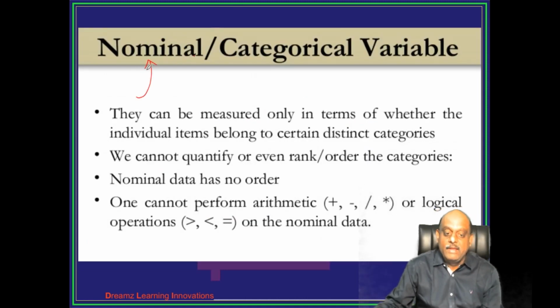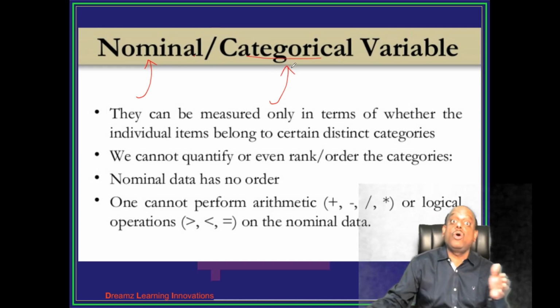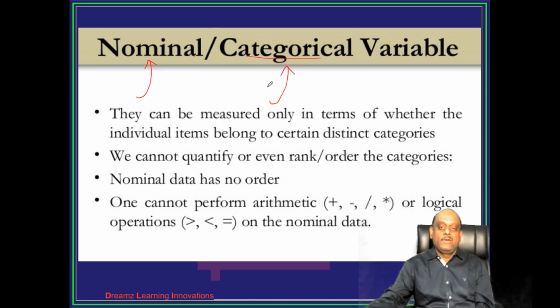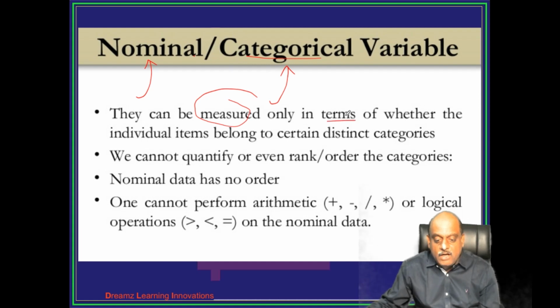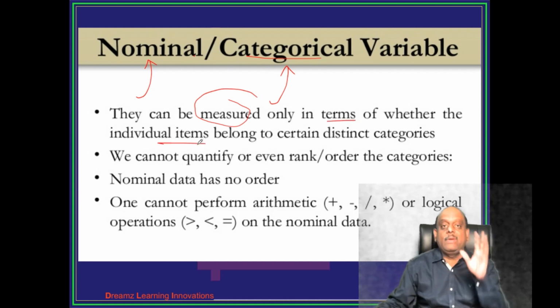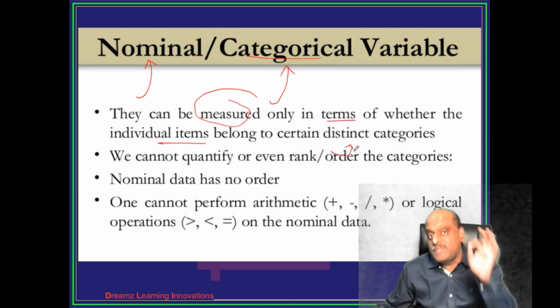Then comes the nominal variable. This is also called a categorical variable. What is this? Typically, it is measured only in terms of whether an individual item belongs to a certain distinct category.